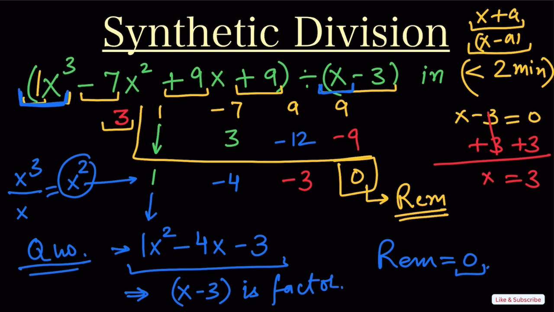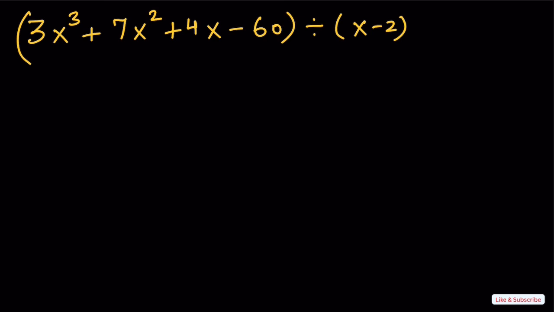Let's take another example. Divide 3x cubed plus 7x squared plus 4x minus 60 by x minus 2. Feel free to pause the video and try to solve it. Okay, so when you're going to solve it, we will make something like this. The first thing we're going to figure out is the coefficients.